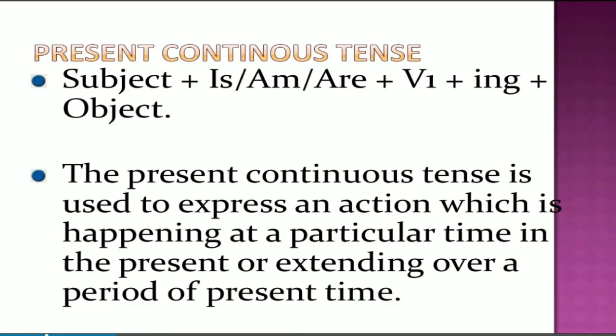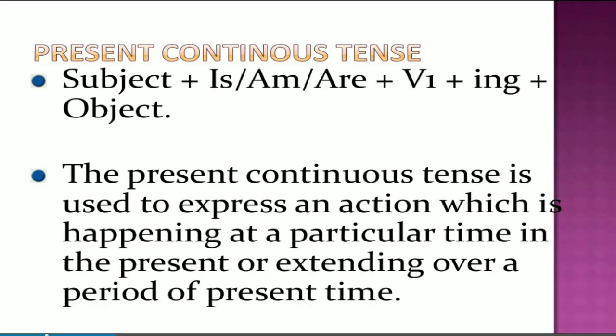Present continuous tense: subject plus is, am or are plus verb 1 plus ing plus object. That is the way. In continuous, the be form is always compulsory: am, is, are. It is in the middle of an action. Ing is compulsory. It is used to express an action which is happening at a particular time in the present or extending over a period of present time. We know about it.